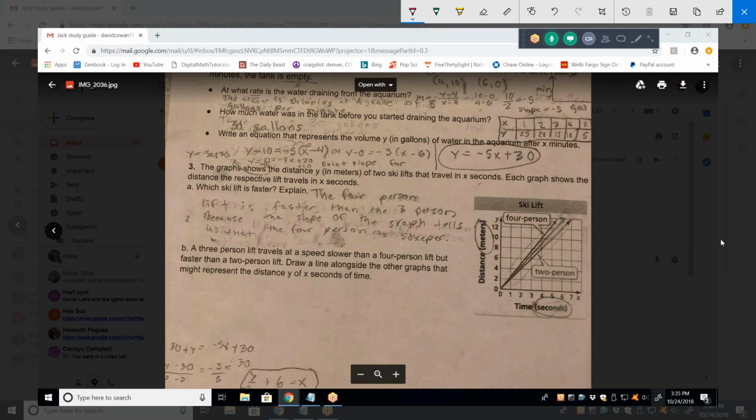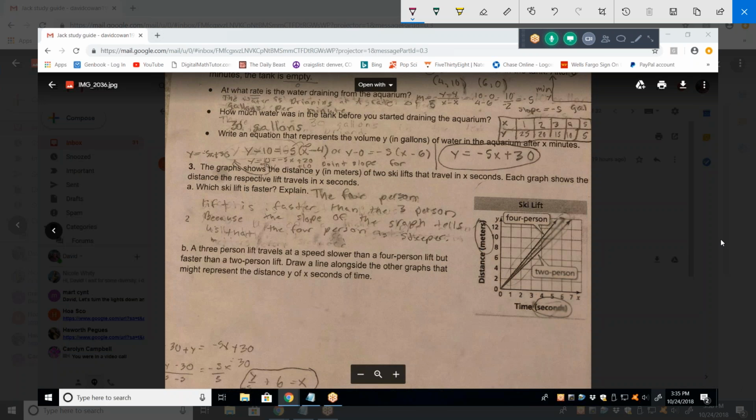Yeah. I can't read your explanation, but that's okay. You understand the problem. I'm not big on word answers anyway. Yeah, I understand the problem. Okay, so 3B. A 3-person lift travels at a speed slower than the 4-person lift, but faster than the 2-person lift. Draw a line alongside the other graphs that might represent the distance.